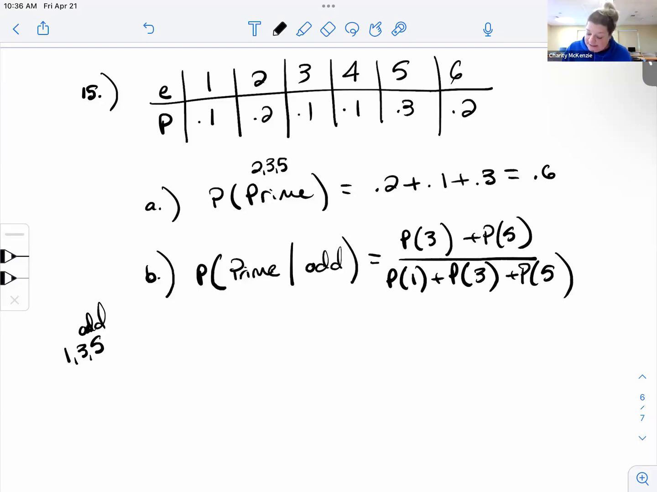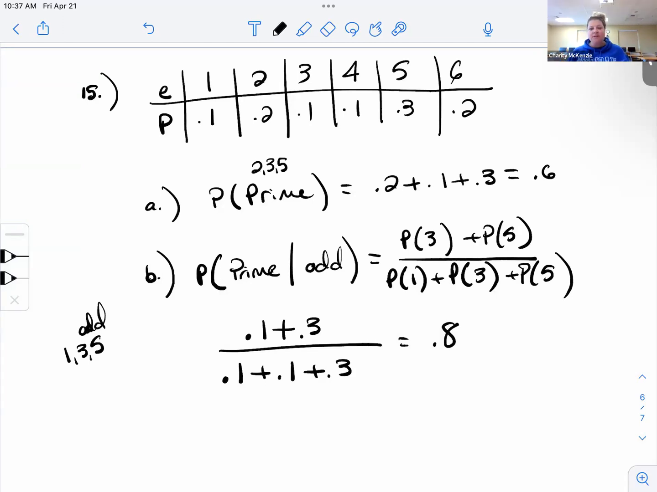So if we went to put this together, it would be 0.1 plus 0.3 for the 3 and the 5 off of the table, and then the 1 is a 0.1 and the 3 is a 0.1 and the 5 is a 0.3. So I'm going to add that all up and divide and I get a 0.8. Just put that in your calculator.